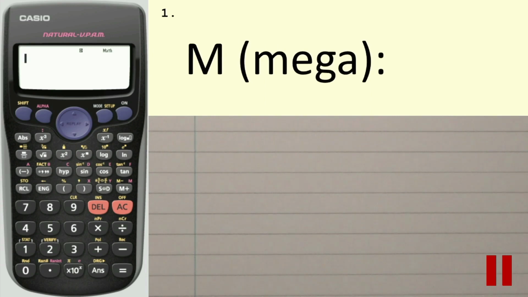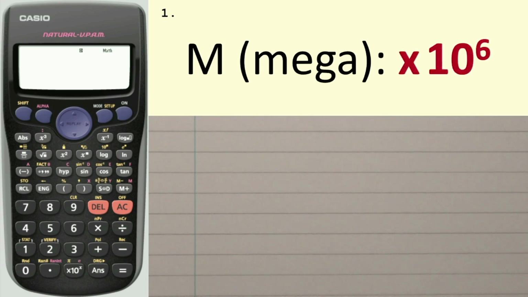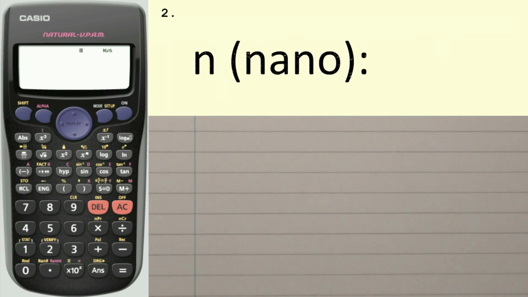Next up, we have got mega, which is of course times 10 to the power of 6. Next one, nano, of course that's the smallest one. Nano is of course times 10 to the power of negative 9. I gave you too much of a clue there.